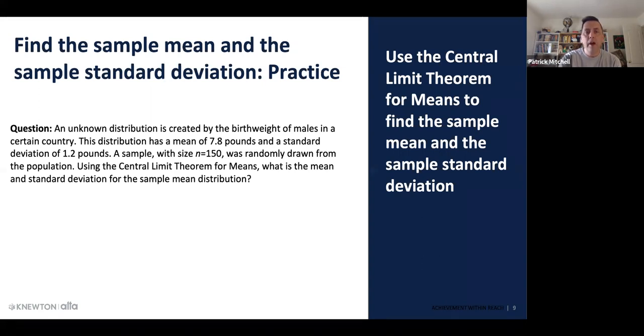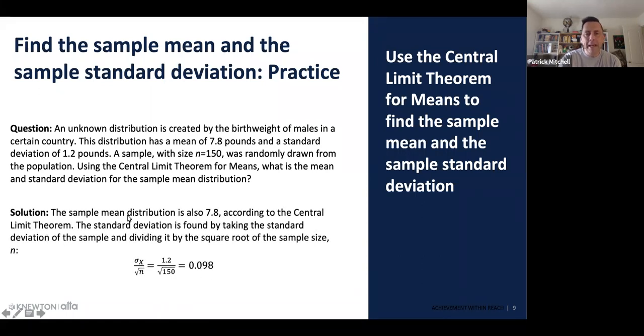Again, the mean of the sampling distribution is the same as the original distribution. It's still 7.8, but the standard deviation becomes smaller. Instead of 1.2 pounds, it's going to be 1.2 pounds divided by the square root of 150, and that comes out to approximately 0.098.